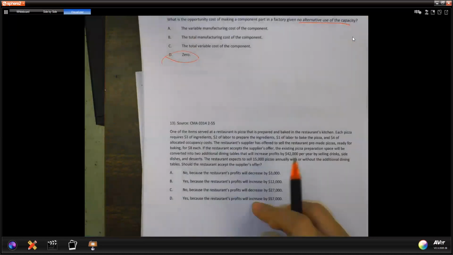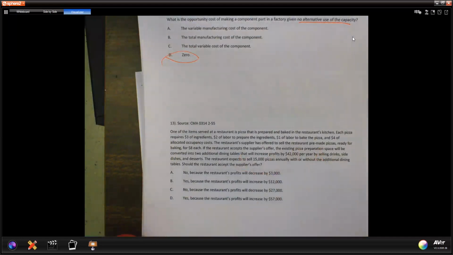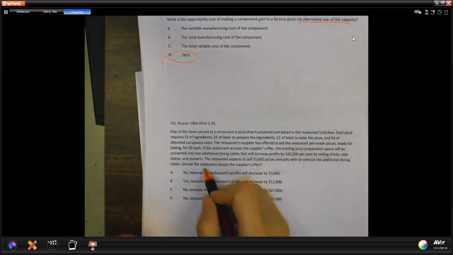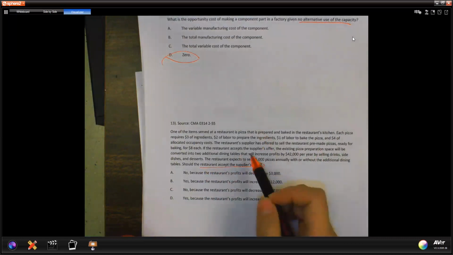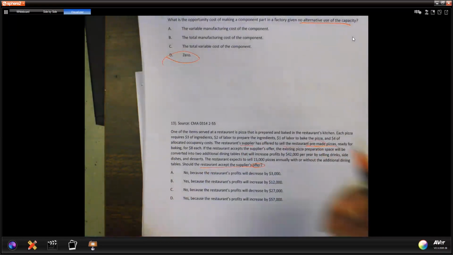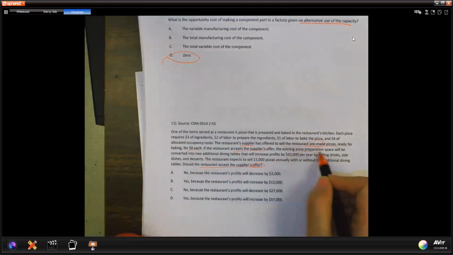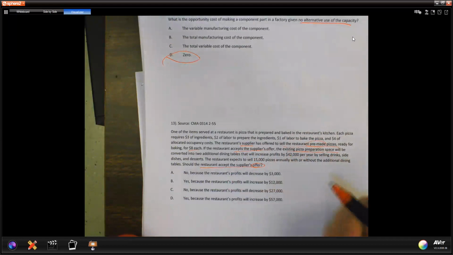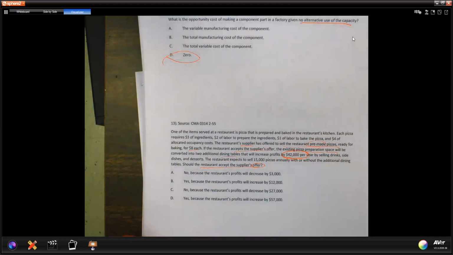Next one, question 13. One of the items served at a restaurant is pizza. I'm not going to read the whole thing. The question asks whether the restaurant should accept the offer. Someone said you can make the pizza yourself and bake it, or a supplier can sell pre-made pizza and you can just bake it. If you accept the offer, you can use the space for dining, and every year you can increase your profit by 42,000.